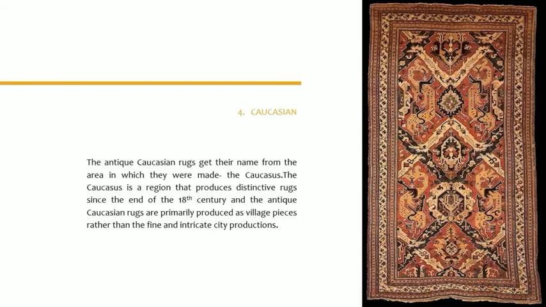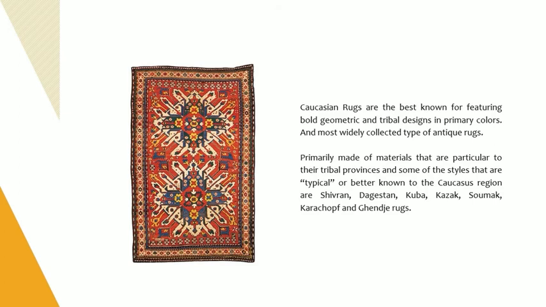Caucasian rugs. The antique Caucasian rugs get their name from the area in which they were made, the Caucasus. Caucasian rugs are best known for featuring bold geometric and tribal designs in primary colors, and are the most widely collected type of antique rugs, primarily made of materials that are particular to their tribal provinces. Some of the styles that are typical or better known to the Caucasus region are Shirvan, Dagestan, Kuba, Kazak, Soumak, Karachop, and Genje rugs.